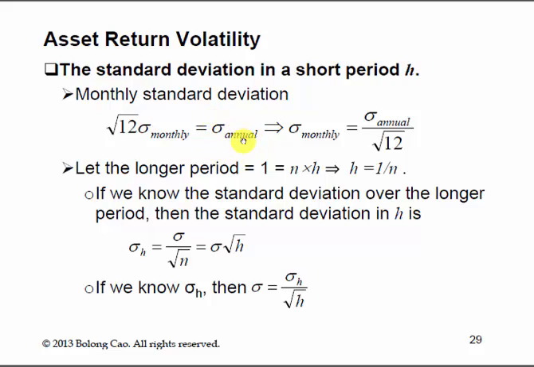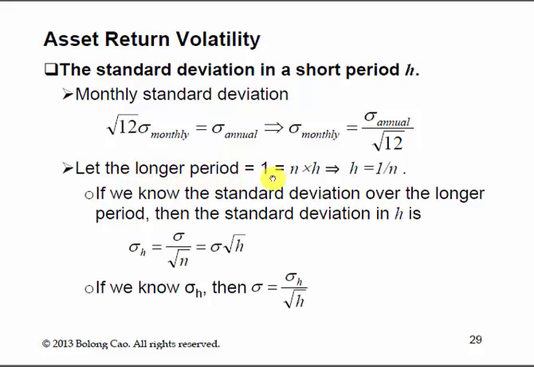Okay, and then finally we can see that the monthly standard deviation can be calculated using the annual standard deviation divided by the square root of 12. Obviously, we are going to take the positive root.